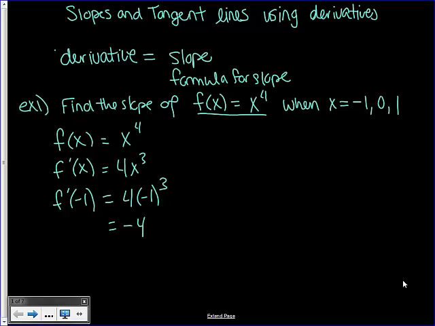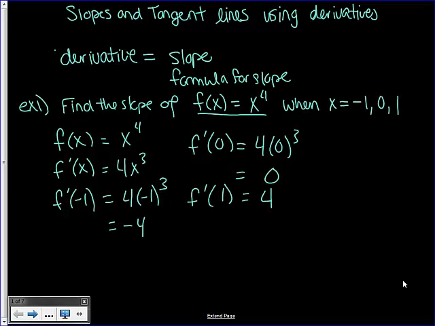All right, let's do it for 0. So now we're going to do f prime of 0. So I have 4 times 0 cubed this time. Well, 0 cubed is still 0, so that slope is 0. And then f prime of 1. Well, that's still 4 times 1 cubed. Well, 1 cubed is just 1. 1 times 4 is 4. So that slope is 4. So my three answers are -4, 0, and 4.